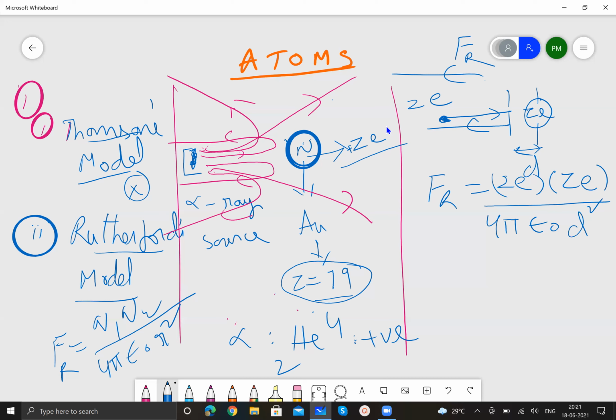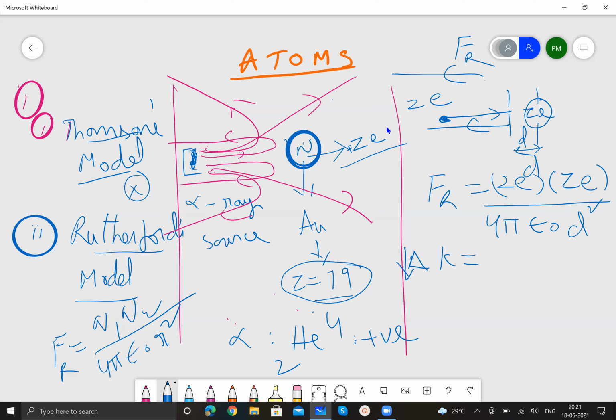It can be applied to any other nuclei. Now, the change in kinetic energy, of course, here, the decrease in kinetic energy. The alpha particle is fast approaching the nucleus. As it is approaching nearer and nearer, the repulsive force will decelerate the alpha particle, and at a certain critical separation, d, the velocity becomes zero.